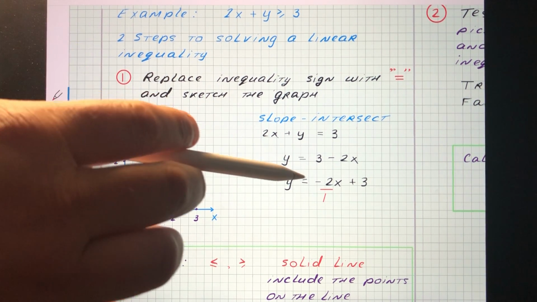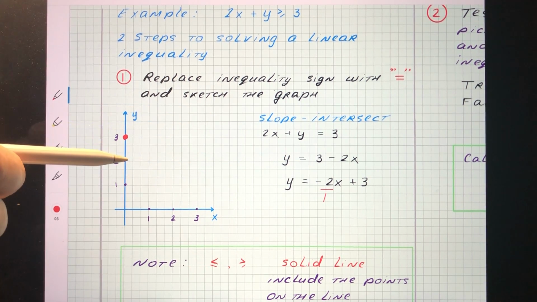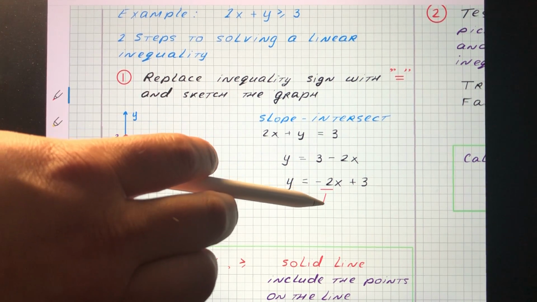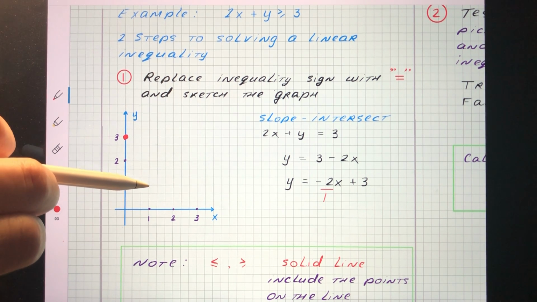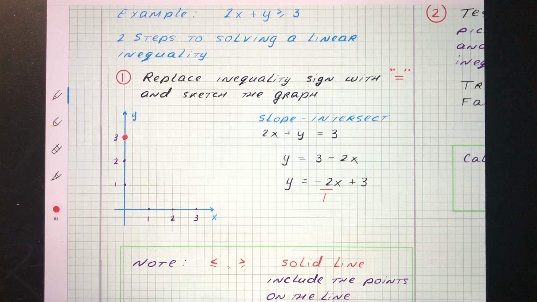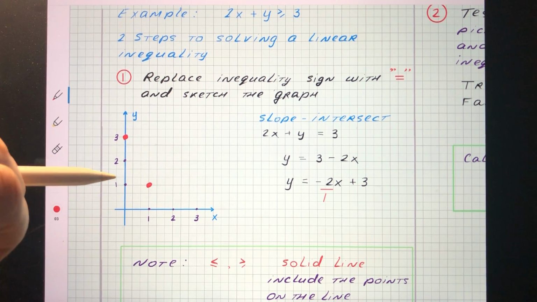The rise number is negative, which means we are going 2 units down from where we are, 1, 2. And the run number is always to the right. So from this height, we go 1 unit to the right. And this is the second point. Let's put it here. Now we connect our two dots with a line and decide which side to shade.